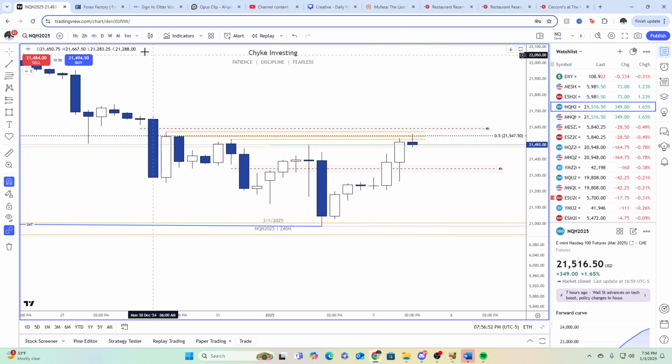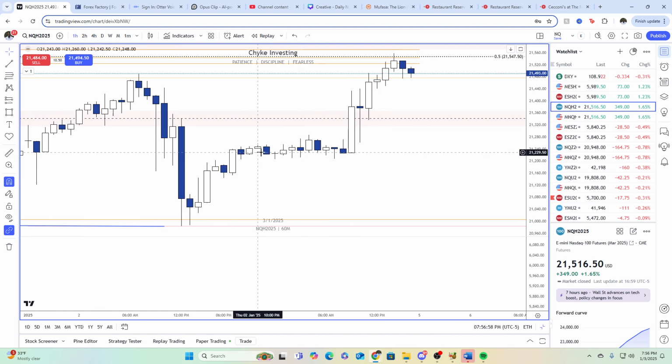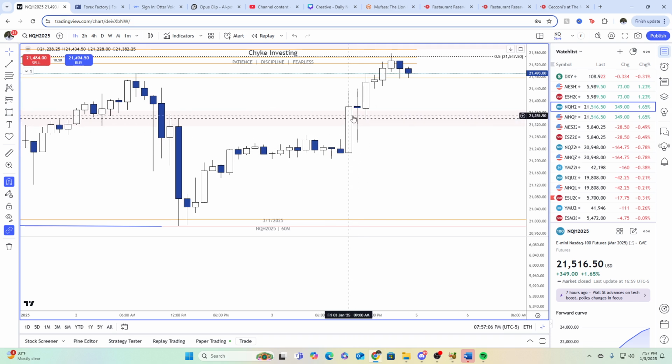We've moved a lot in the PM session, and also around the end of lunch, so we'll go over that as well. On the 1 hour, what do we have? Overnight, a lot of consolidation, right? So what happens at 9 a.m. when we have the 9:30 open? Price expands higher. And you can see price expanding here.